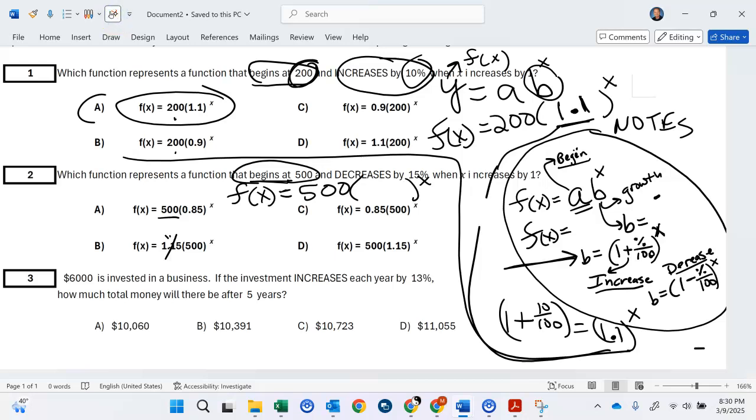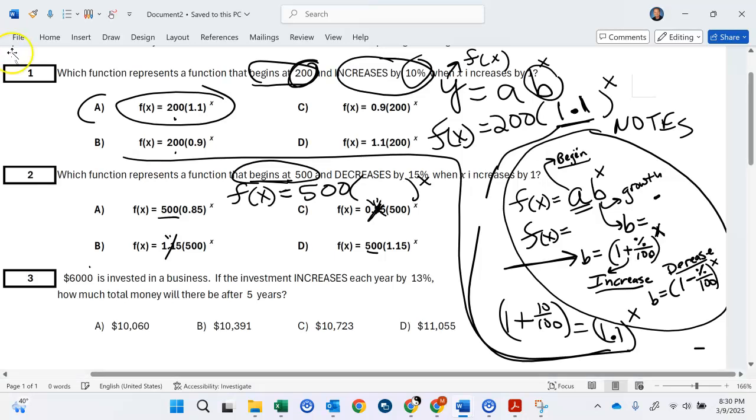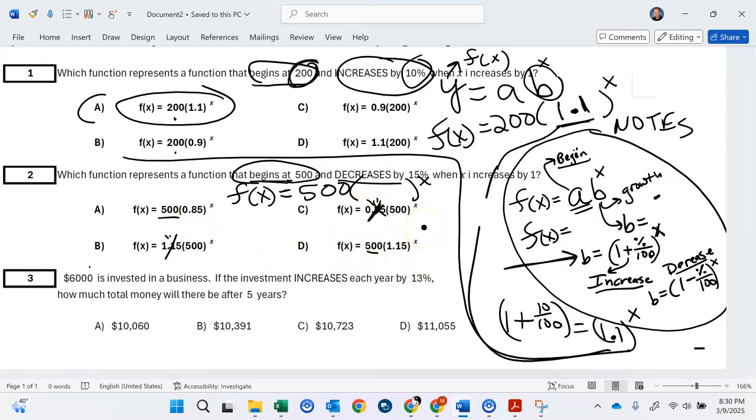So maybe, let's see if I can get my pen to work. Maybe 500, 0.85. No, that's in the wrong place, right? It's not in the beginning. So it's either going to be A or D. But how do we determine the growth? Well, the growth in this case is decreased by 15%.